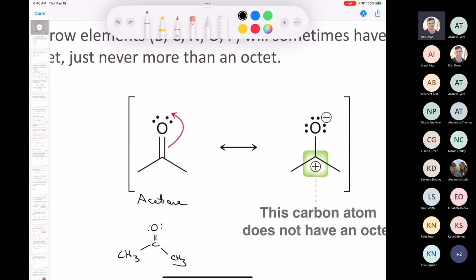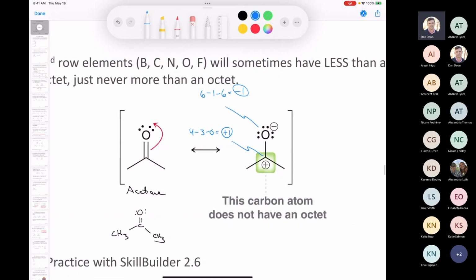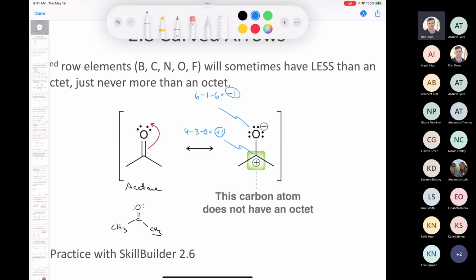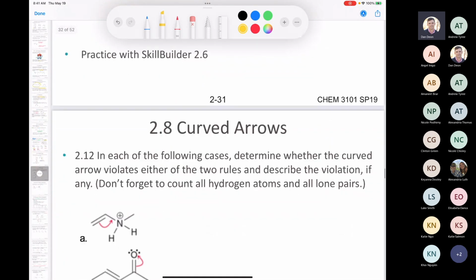So now the oxygen has a formal charge of -1. The oxygen has 6 valence electrons, subtract 1 stick and 6 dots gives you -1. And then the carbon has 4 valence electrons, subtract 3 sticks and 0 dots, and that gives you +1. And thus the oxygen and the carbon, their negative and positive charges, respectively, cancel each other out. So there's nothing wrong with the curved arrow here, because the carbon has less than an octet, but that's totally cool. Nothing wrong with that at all. No violation of the octet rule there.